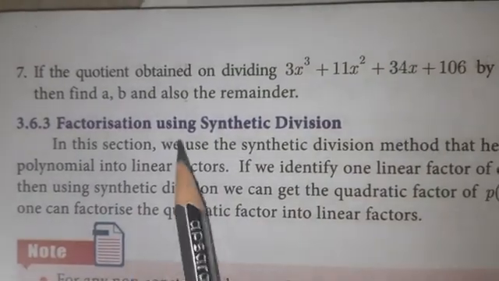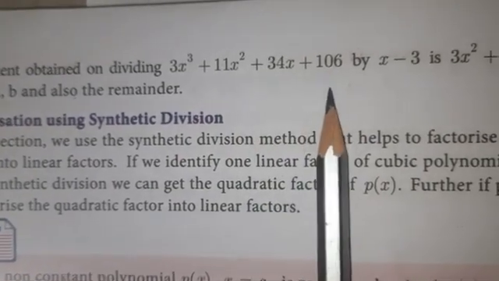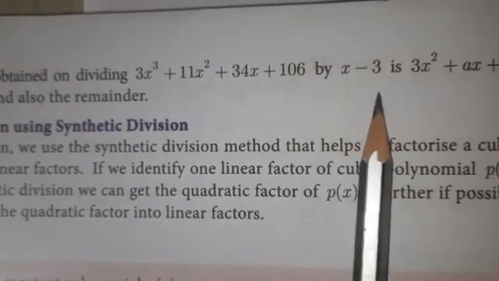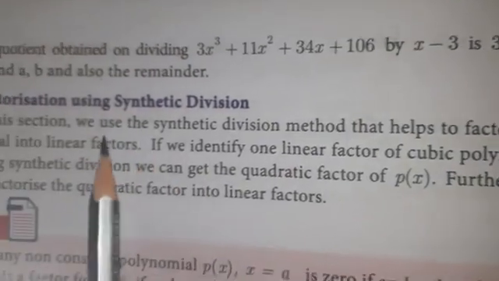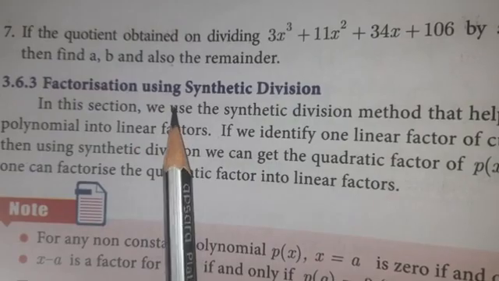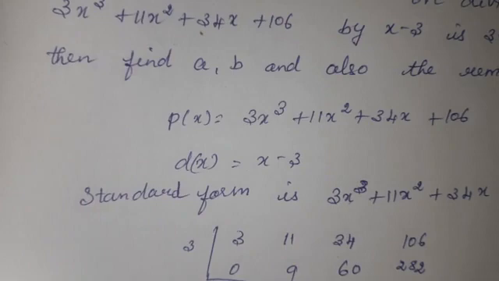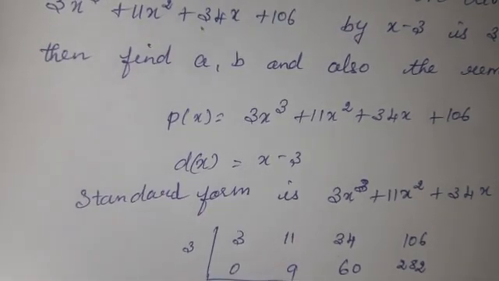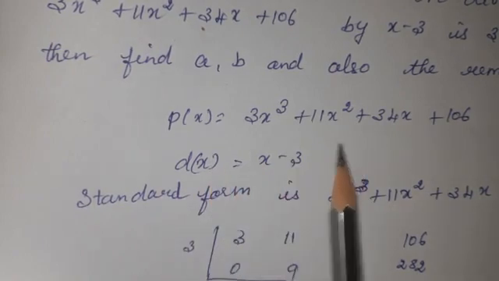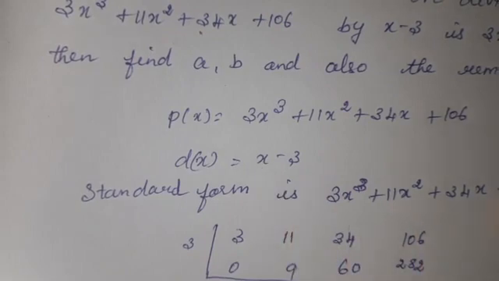Seventh question: if the quotient obtained on dividing 3x cube plus 11x square plus 34x plus 106 by x minus 3 is 3x square plus ax plus b, then find a, b and also the remainder. This question is the same method as the sixth problem. So the given question I take as p of x, and d of x is x minus 3. Then you should find the x value: x minus 3 means x value is 3.